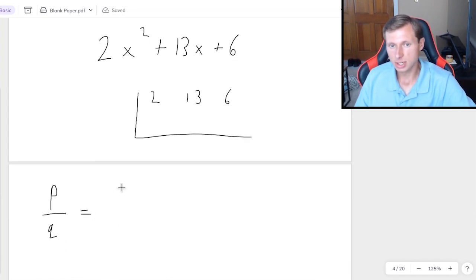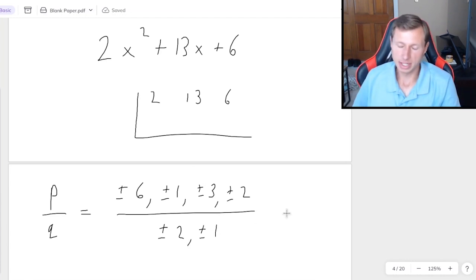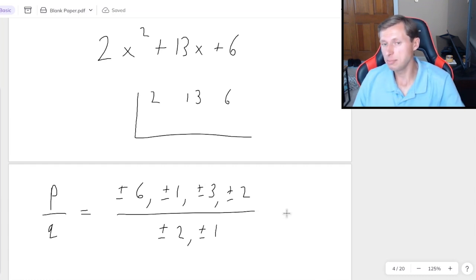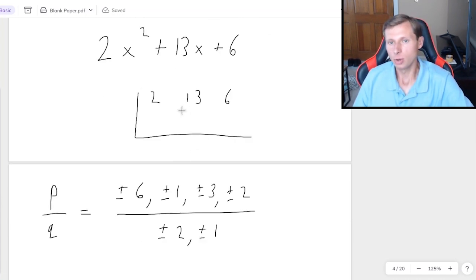So in other words, plus or minus factors of 6 are 6, 1, 3, and 2. And in the denominator, it's actually the same thing as we had a minute ago with the p over q. And now I gotta try another one for x. By the way, it technically can be 1 again. Just because we got it once doesn't take it off the table. It could be 1 twice, could be 1 3 times. But I'll just tell you, 1 won't work.